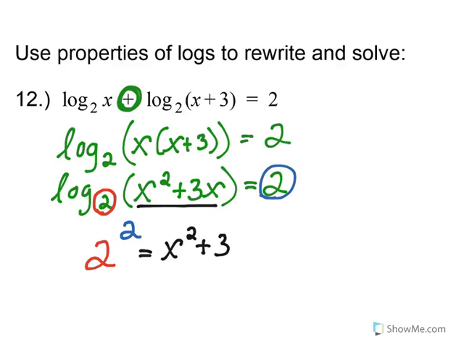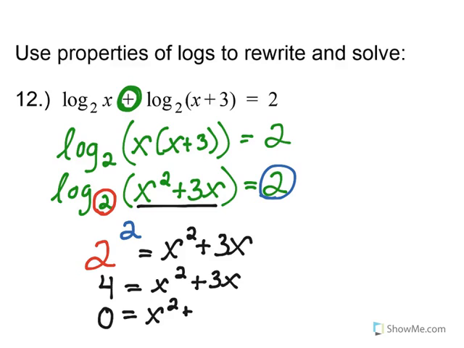So now we have a quadratic equation to solve, because 2 squared is really just 4. So I'm going to replace the 2 squared with a 4. So I have 4 equals x squared plus 3x. And we know that the best way to try to solve a quadratic equation is to set it equal to 0 and either solve by factoring or solve with a quadratic formula. So I've got 0 equals x squared plus 3x minus 4, and that does in fact factor. Factors of negative 4 that add up to 3 are positive 4 and negative 1.